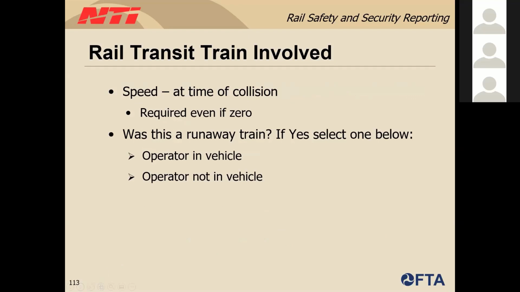You also report the actual or estimated speed of the transit vehicle at the time of the collision. The last question confirms if the collision involved a runaway train. If yes, then there will be a selection to indicate the location of the operator at the time.